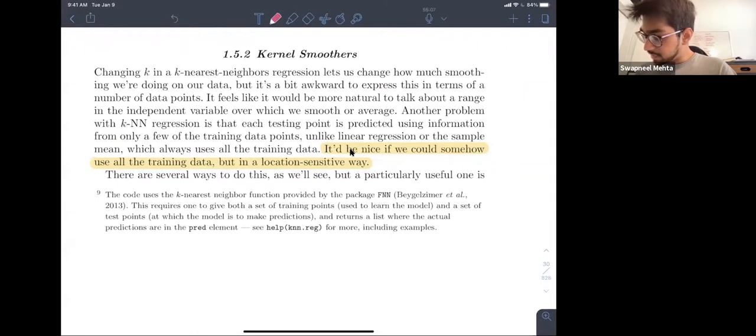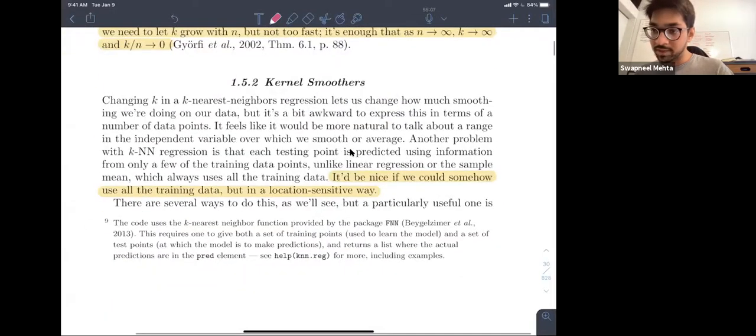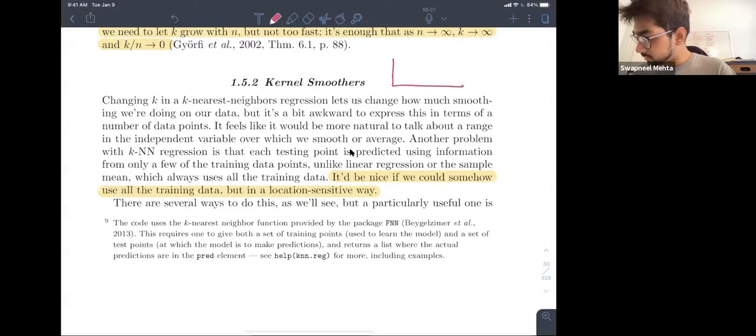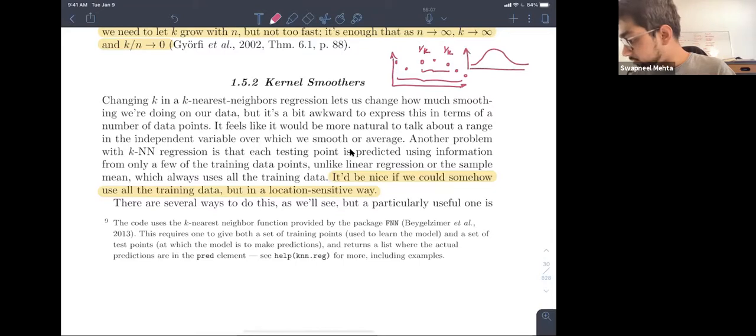So changing k lets us change how much smoothing we are doing, but it's a bit awkward to express this in terms of data points. At the end of the day, you don't always know what the right k is going to be. You want to figure out what this k is. And that brings us to this idea of kernels. What kernel regression does is, same problem, we have all of these different points. Now, instead of saying I will pick these 3 and give 1 by k, I say I will pick all of them, but the weights that I will give them vary with a certain distribution.